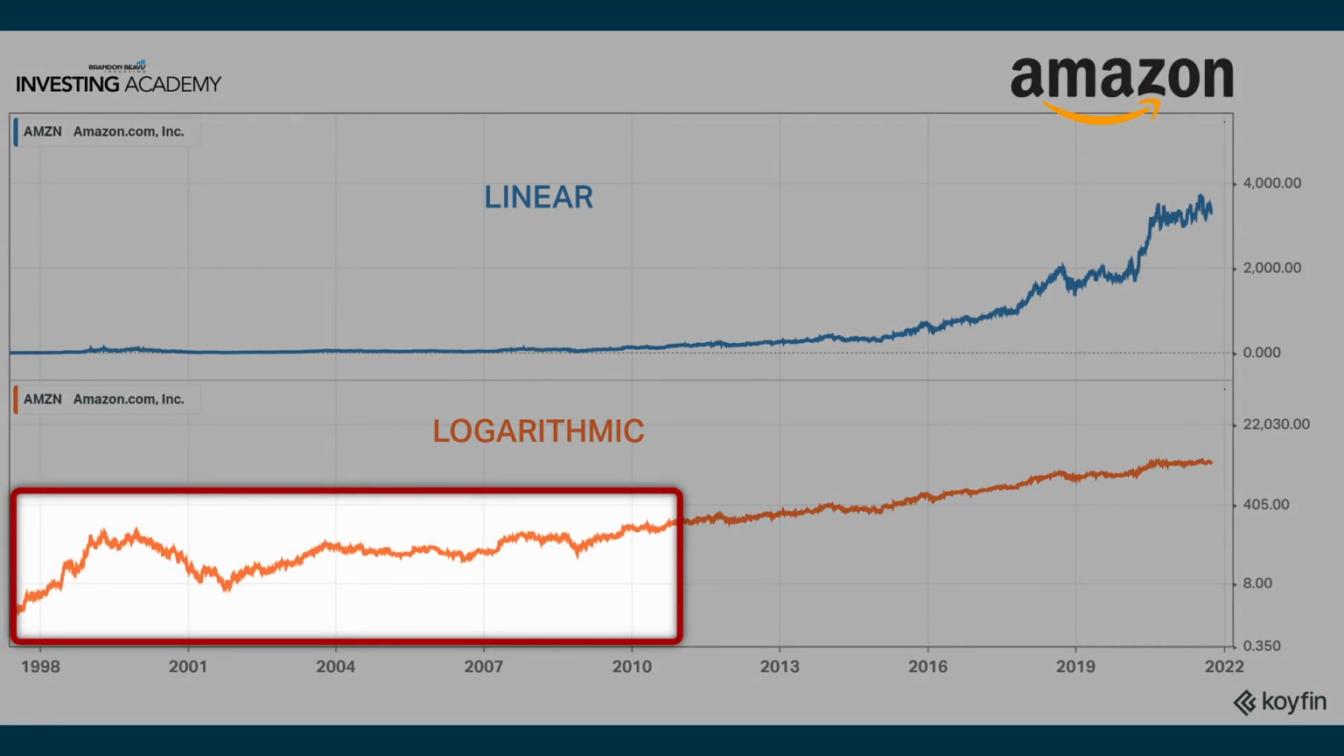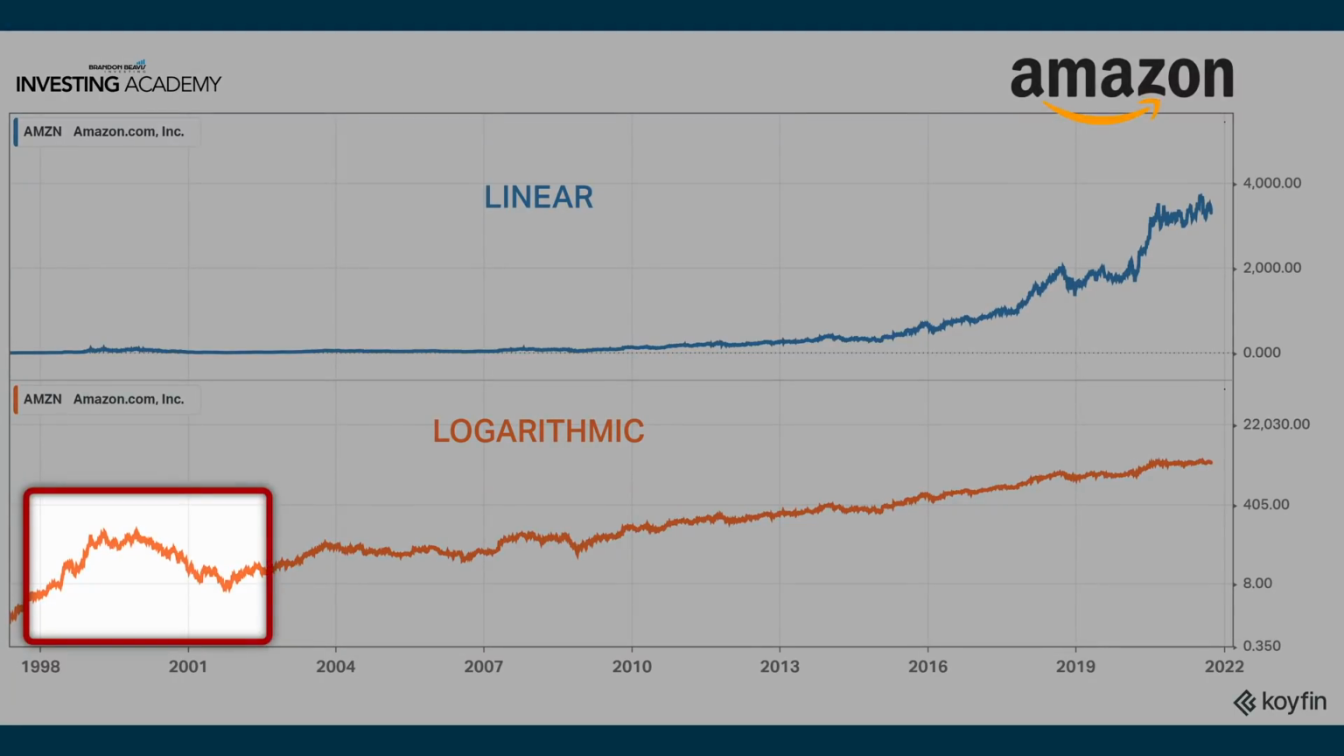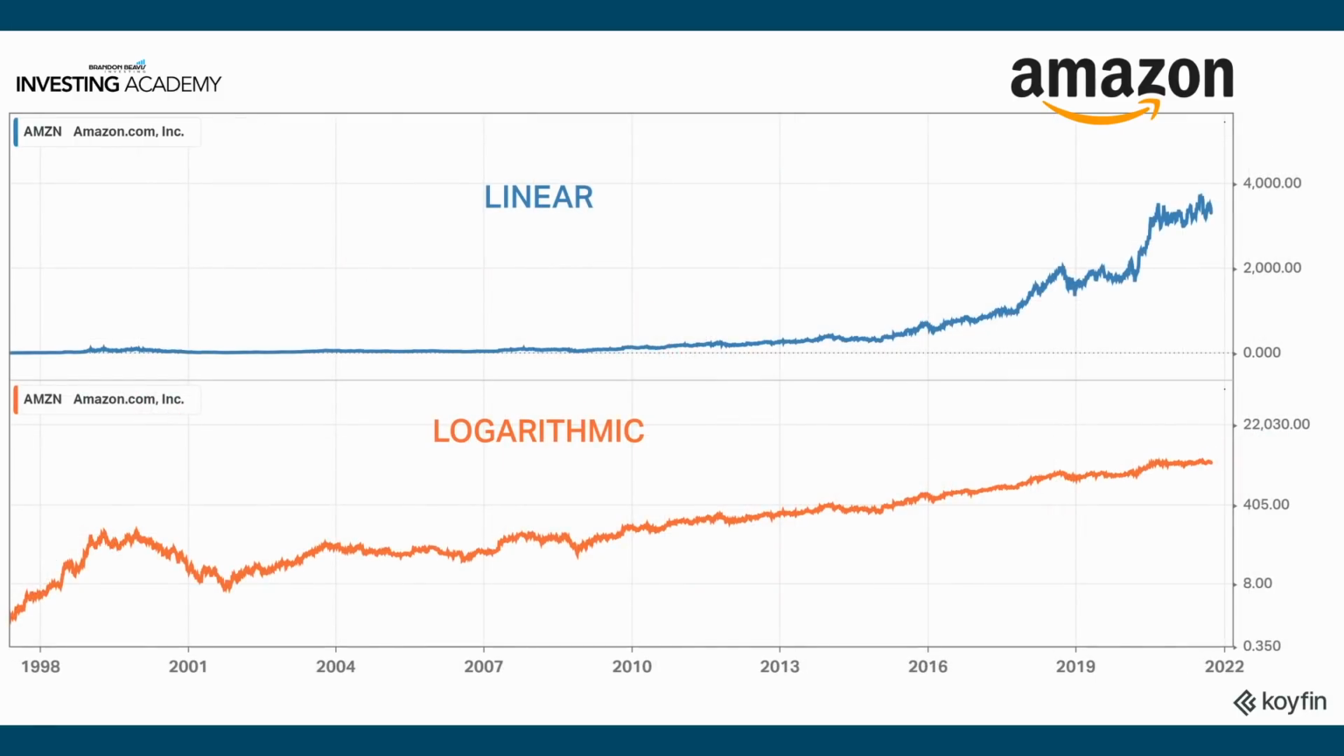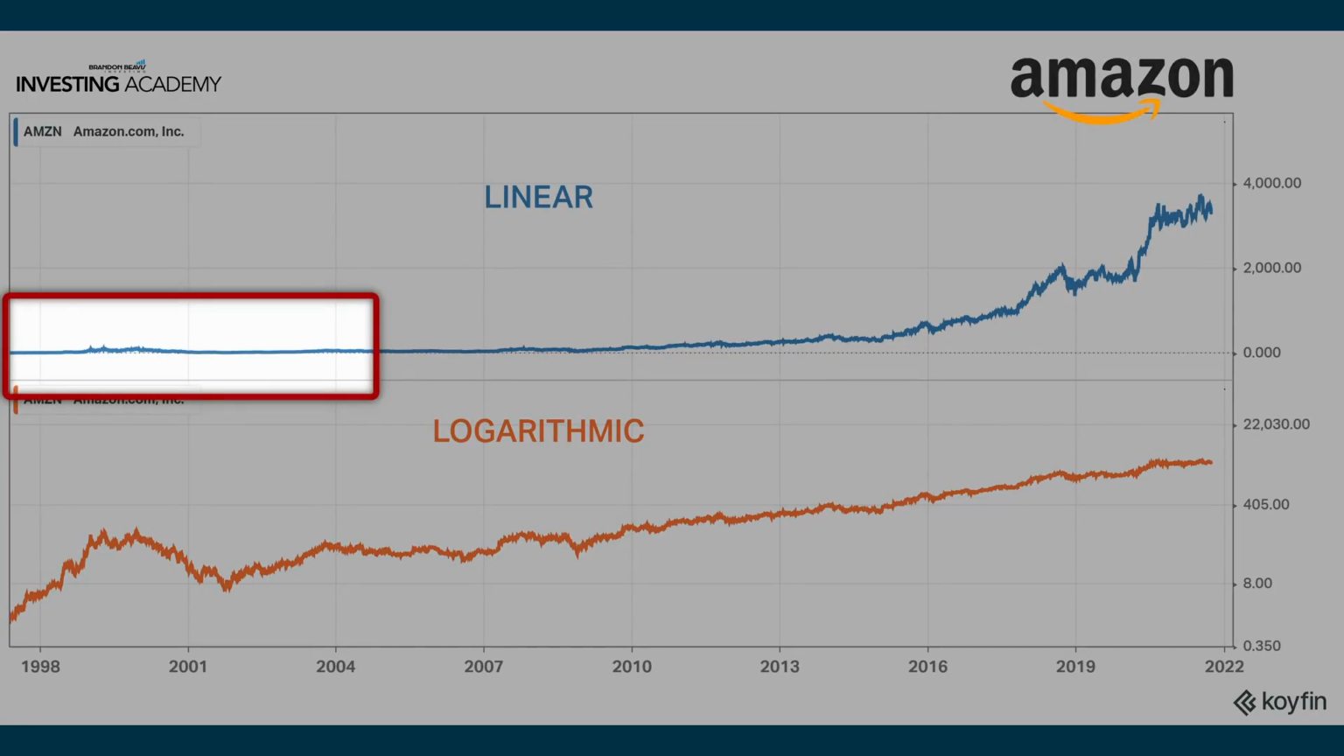If we look back to 2000, you'll see that there were some ups and downs of Amazon during that time period. Let's zoom in on that time period. Very interesting piece of information here. When the tech market crashed back in 2000, 2001, Amazon peaked out at a price of about $114 a share. Now, it dropped to $5.62, so it suffered a 95% drop during the tech crash. If you look at that linear scale, you would have zero indication that that happened.